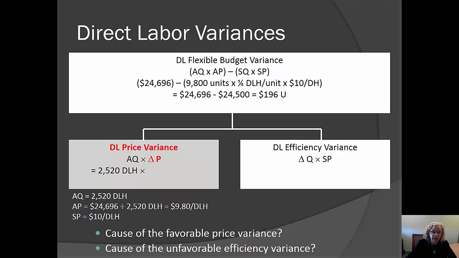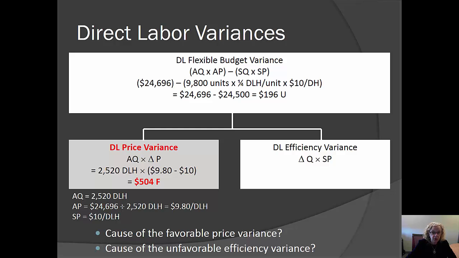Now we can plug that information back into our formula, which now says how much dollar difference did it make to our labor cost that we paid $9.80 per labor hour instead of the $10 that we expected to pay, given the number of labor hours that we used. And we can crank out that answer. Since we paid less per labor hour than we expected, that's a favorable variance.